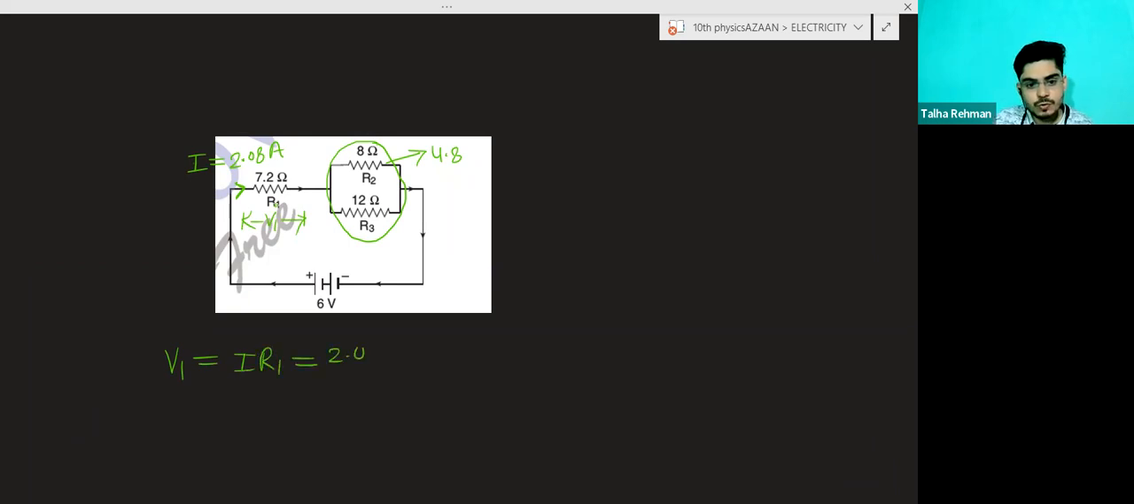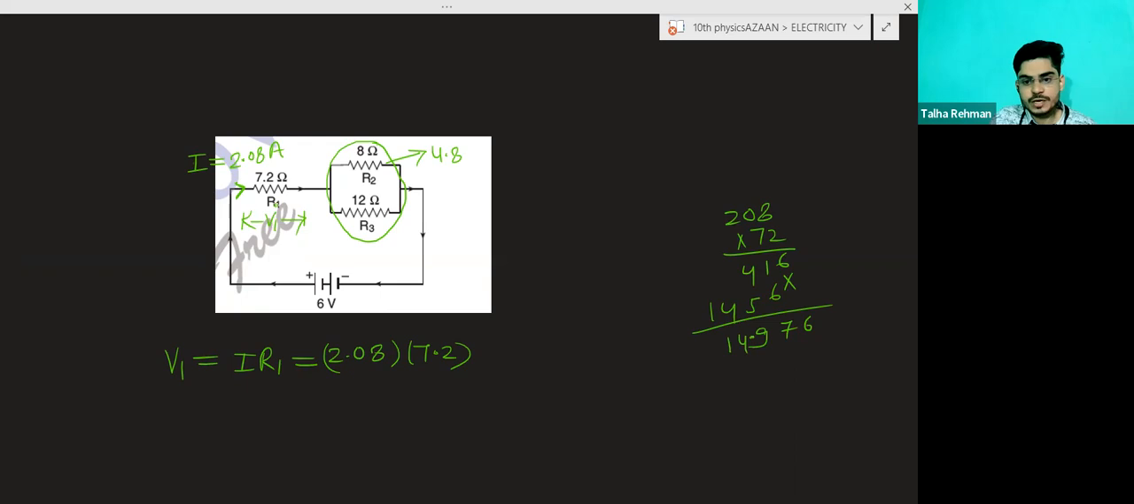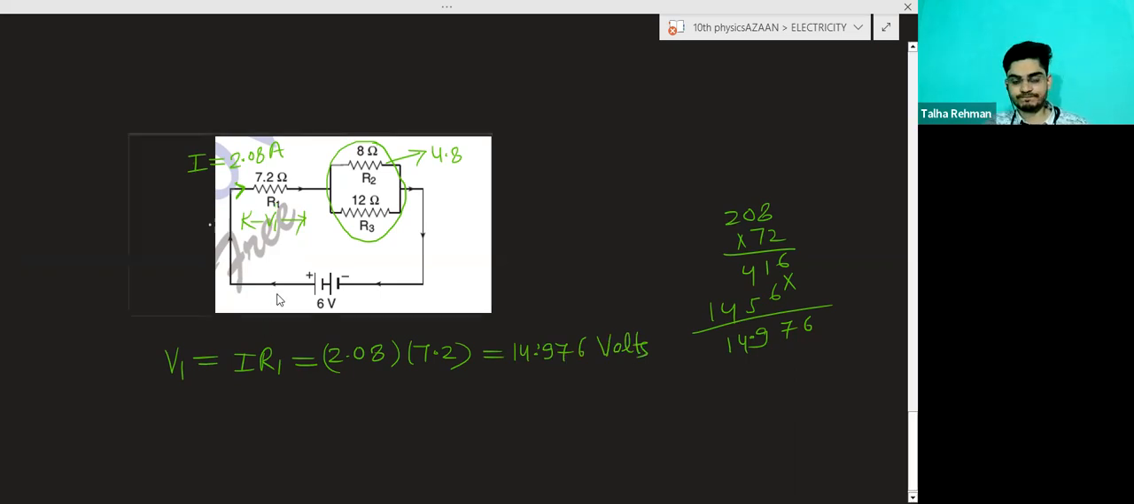What is the current? 2.08 multiplied by 7.2. So you will get 14.976 volt. They can ask you the potential difference across 8 ohm or 12 ohm also. So how will you calculate? The answer is wrong here. We have done some calculation mistake, because 14.976 cannot be the answer, because we have a battery of 6 volt, and we are getting this much. So we have done some mistake here, I think.